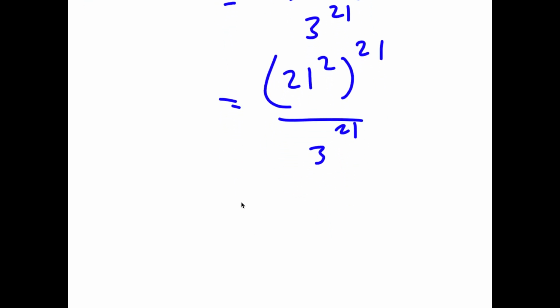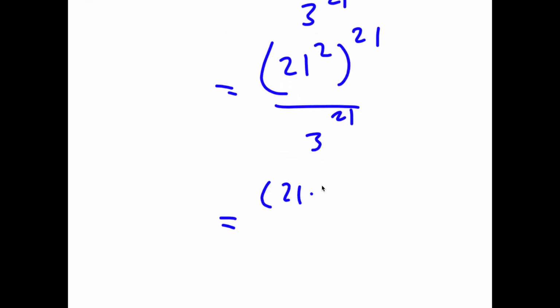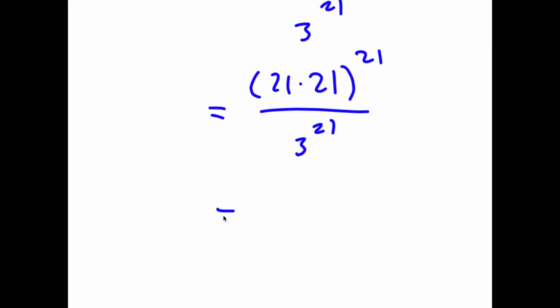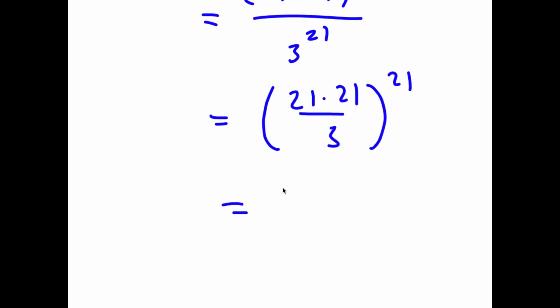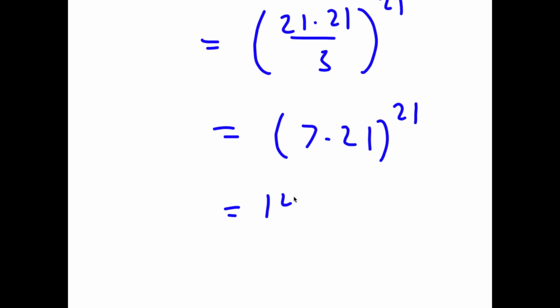And 21 squared, well, that's the same thing as 21 times 21. So I have this to the power of 21 over 3 to the power of 21, which is equal to 21 times 21 over 3 to the power of 21. Now 21 divided by 3 is 7, so I have 7 times 21 to the power of 21, which is equal to 147 to the power of 21.